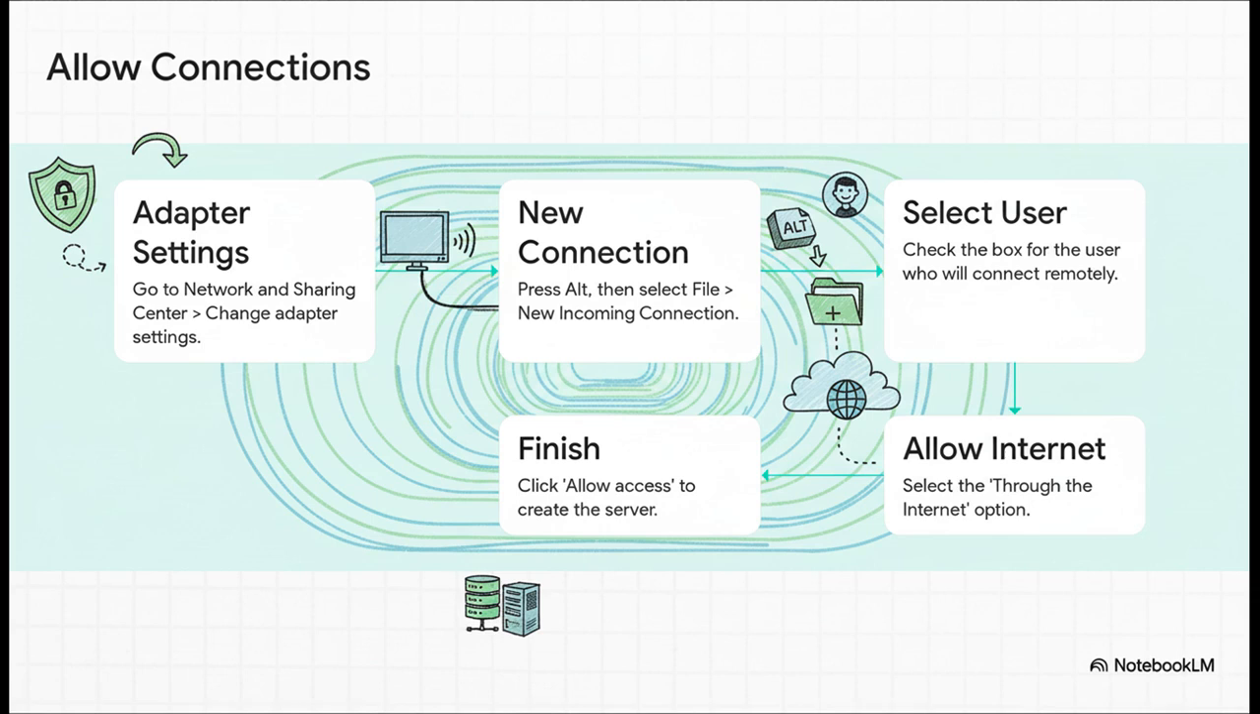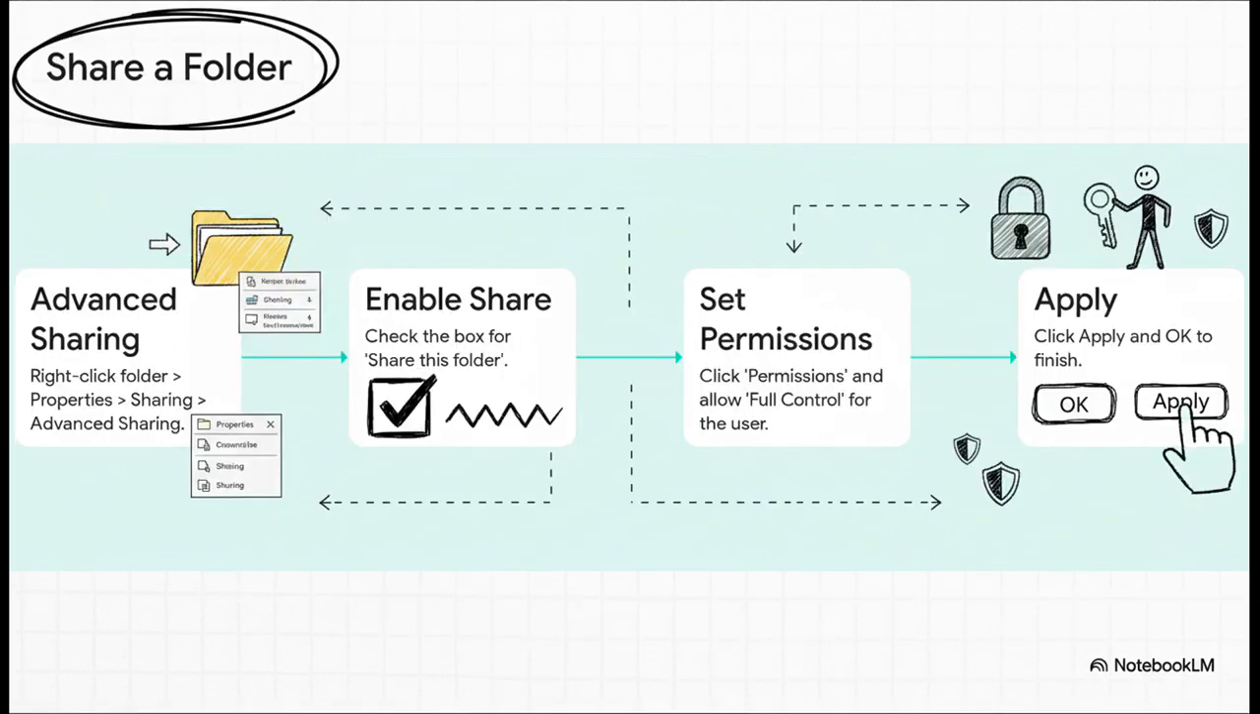Now, once you're at Change Adapter Settings, here's a little pro tip. Hit the Alt key on your keyboard. It makes this hidden file menu pop up. From there, you just create a new incoming connection. You're basically just telling Windows, hey, get ready for a visitor. You'll pick which user account can connect, say it's coming through the internet, and that's it. Click Allow.